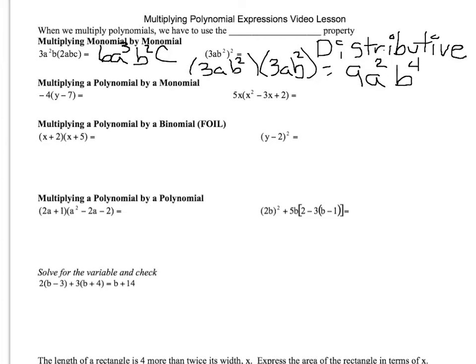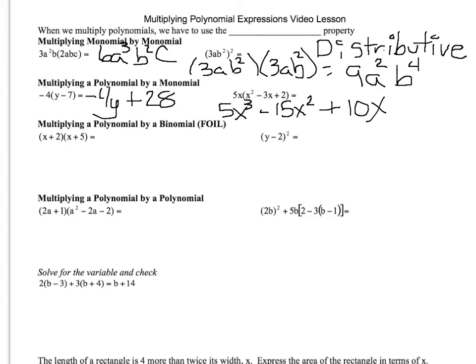When you multiply a polynomial by a monomial, you do have to remember to use that distributive property. For example, the -4 needs to multiply with the y and the -7. -4 times y is -4y. -7 times 4 is a positive 28. Same idea with the one on the right-hand side. 5x times x is 5x cubed. Remember, you'll have 3 x's now. 5x times -3x is -15x squared. 5x times 2 is a positive 10x.